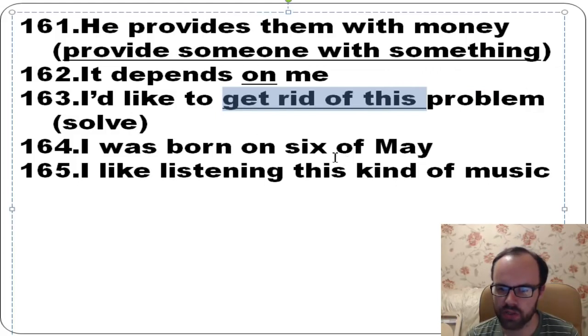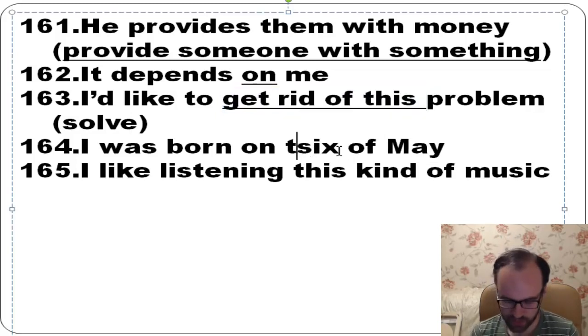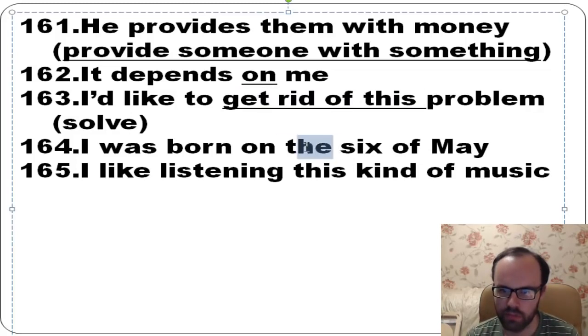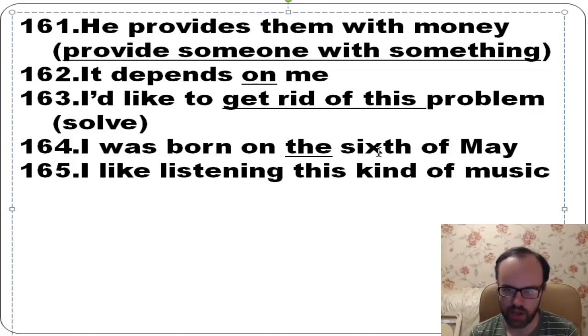I was born on 6th of May. How do we say it? On the, then we use there, and we add th. On the 6th of May. On the 7th of May. On the 8th of May. On the 21st of May. On the 1st of May. We add endings, not just 1, 2, but 1st, 2nd, not just 6, but 6th, and so on. So I was born on the 6th of May.